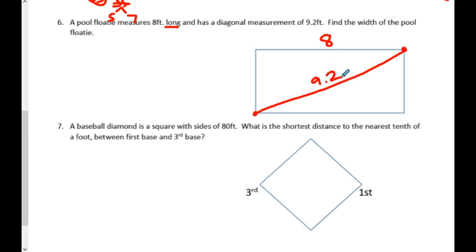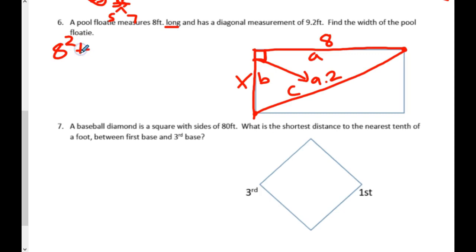And since it is a rectangular looking floaty, we'll put a little right angle right here. And guess what we have right here? A right triangle. And we are missing the width. So, like we've done before, we think, how do I solve this? If it's a right triangle missing a side, it's going to be the Pythagorean Theorem. Across from the 90 is C, and then A and B. So A squared is 8 squared, plus B squared is x squared, equals C squared, which is 9.2 squared.